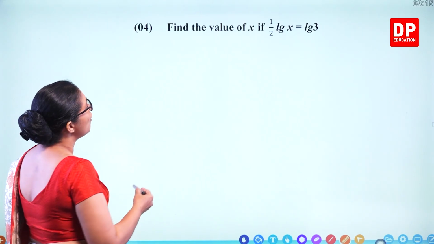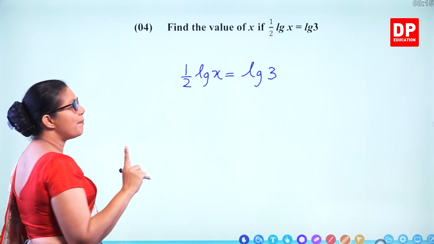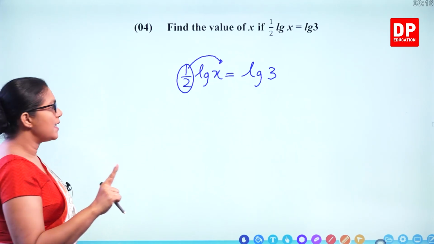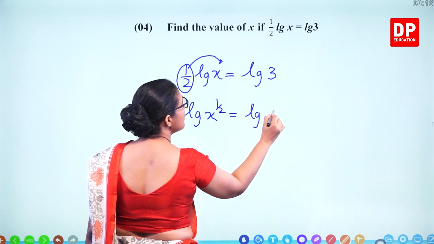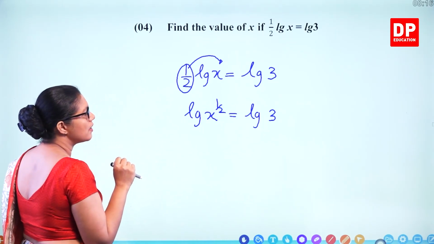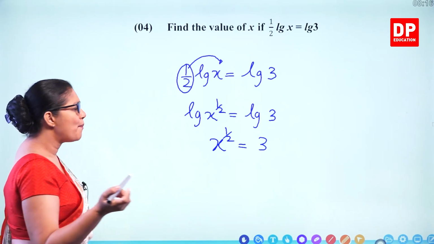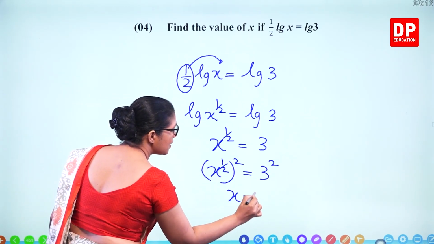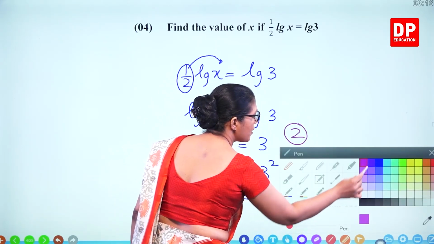Question number 4. Find the value of x if half lg x equals lg 3. You can't compare this because there's a number in front, so you have to take this inside. Then only you can compare the two sides. So we can write lg, and this becomes a power: x to the power half is lg 3. lg means log base 10. In the equation, two sides you can compare. So lg and lg, that means the inside should be equal. x to the power half is 3. How do you find x? You square both sides. When you square it, you get x becomes 3 times 3, 9. So that's the answer. 2 marks for the method and the accuracy altogether.